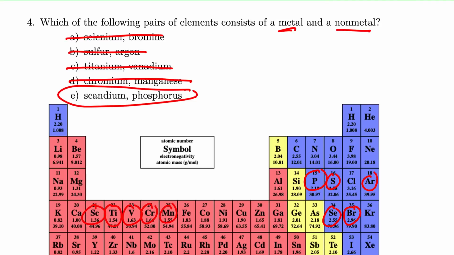But again, please make sure you can relate that to the periodic trends that we've talked about. As you go to the right, the strength of electrostatic attraction between the outermost electrons and nucleus increases, ionization energy increases, electron affinity increases, and electronegativity increases.